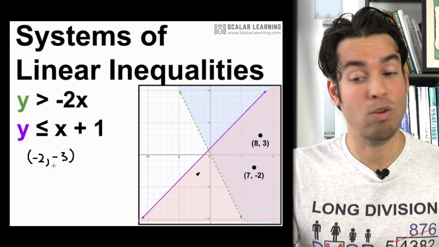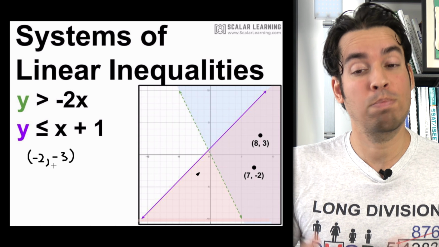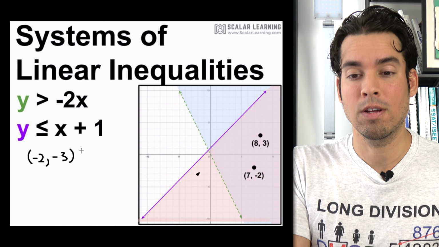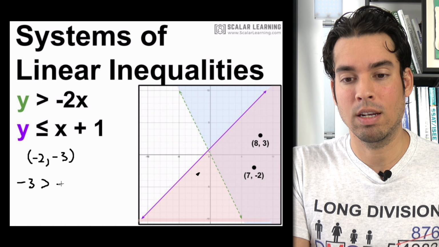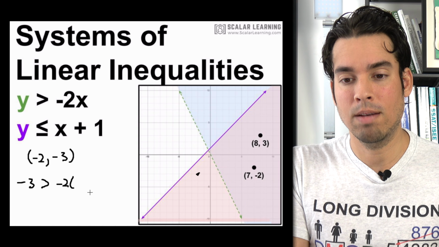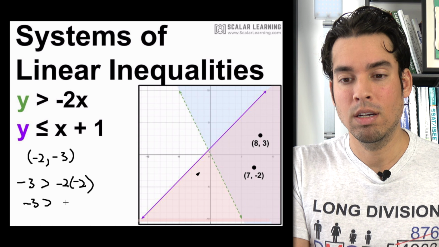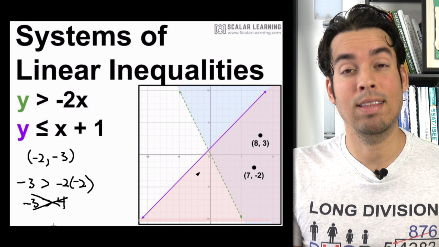Now, of course, I can see on the graph that it doesn't work, but assuming we don't have a graph, I'll verify it by just plugging it in and seeing if we get a true statement for both linear inequalities. So the first one, I'm going to say negative 3 is greater than negative 2 times negative 2. Right off the bat, negative 3 is greater than 4 is what we get. This is not a true statement, so I can see that that fails the test.